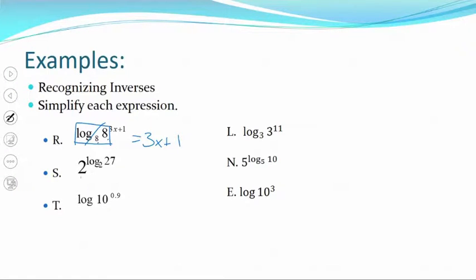For s, you can see 2 to the log base 2 of 27. Remember this exponent and that log with the same bases cancel out, and we're just left with 27. And for t, we're just left with 0.9. The reason is, even though we don't see the base of this logarithm, that means the base is 10 because it's a common logarithm, which of course means 10 is the same as 10, thus making it cancel out. Inverses of each other.